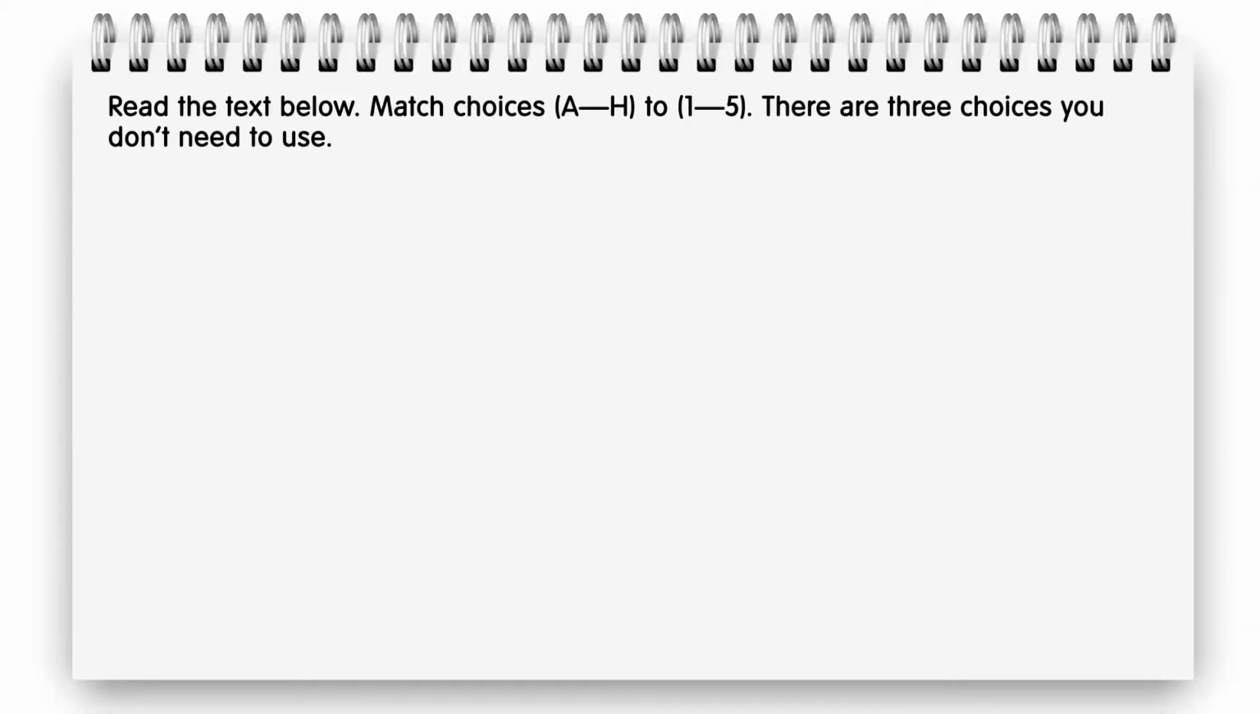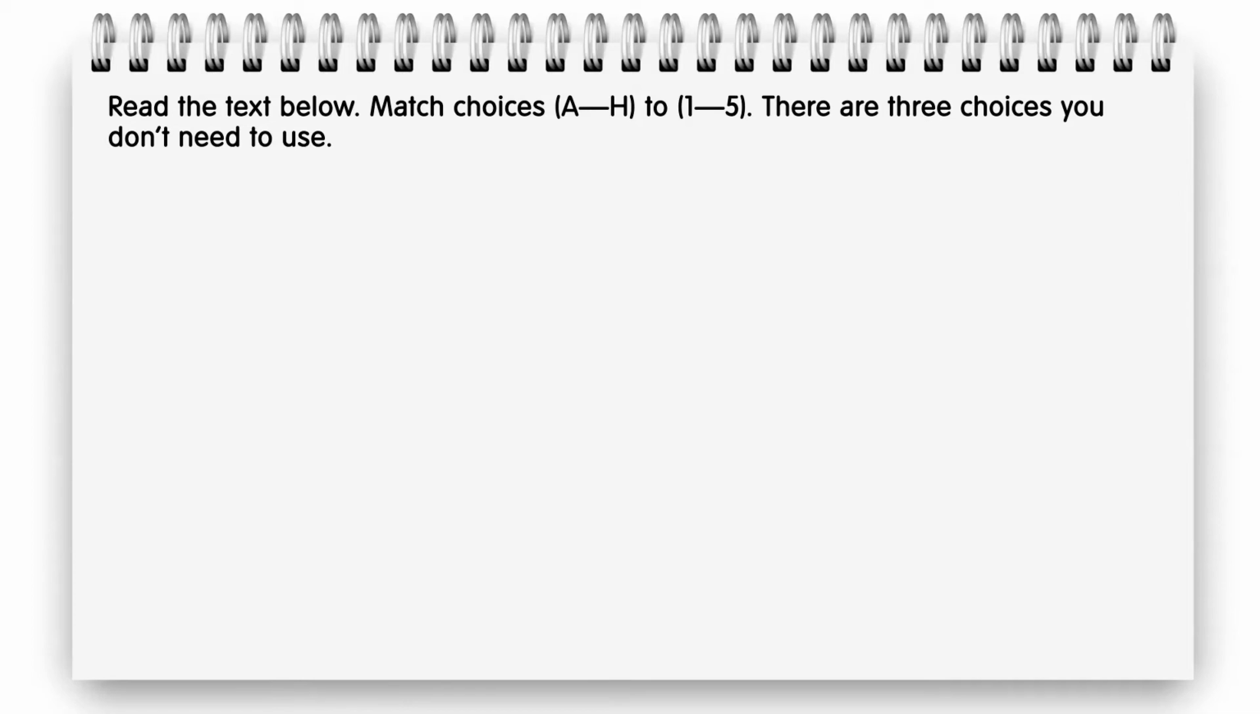So, what did I say to do first? Well, if you remember, I said that we should read the task carefully. So, here's our task. Read the text below. Match choices A through H to questions 1 through 5. And there are 3 choices you don't need to use. Now, pay attention here. In the question, they have explicitly stated that we do not need to use 3 of the options. We have 3 extra choices just to mess with us.